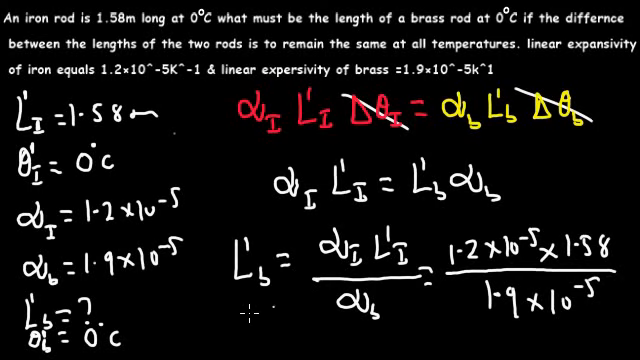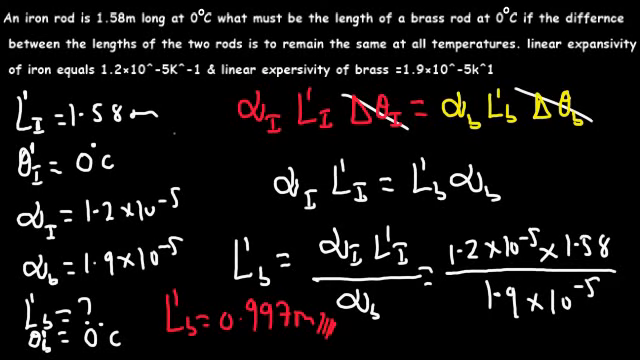And finally, we got, let me write that here, L1 sub B to be equal to 0.997 meter, it can be 0.998, anyhow, and that's just our final answer to this problem. That gives us the length of the brass at 0 degrees Celsius. And that is the solution to this problem.